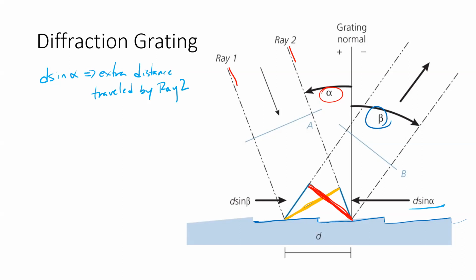I'm sorry, I'm a little lost. Can you clarify ray 1 and ray 2? Sorry, these. Oh, up there. Okay. Sorry. Thank you. You're good.